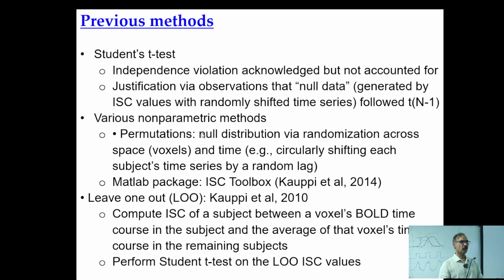Does anyone know about any permutation method? Okay. That would be one, but more common are the jackknife and bootstrap methods. Does anyone know about the bootstrap method? Rahul?